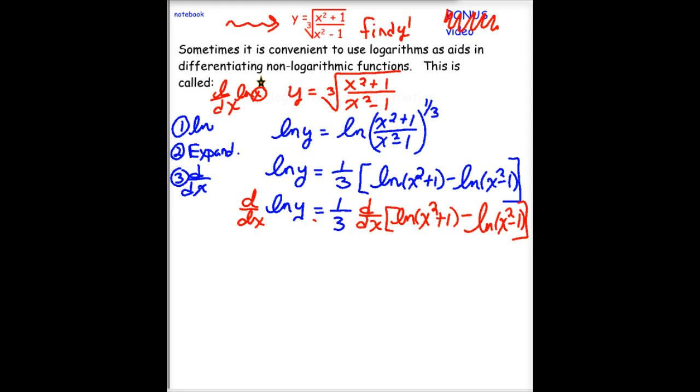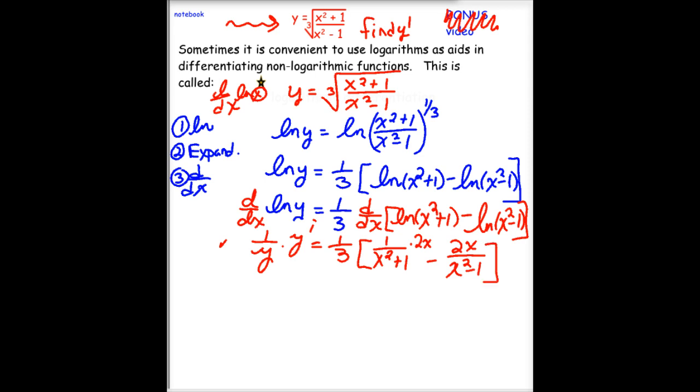What I've got is a gigantic eraser. I get 1 over y times dy dx is equal to 1/3 times the derivative with respect to x of ln of x squared plus 1, which is 1 over x squared plus 1 times du dx, or u prime over u. Same here, y prime over y. Minus, again, u prime over u is sometimes quicker if you get used to it. So when I clean this up, I've got y prime over y is equal to 1/3 of 2x over x squared plus 1 minus 2x over x squared minus 1.